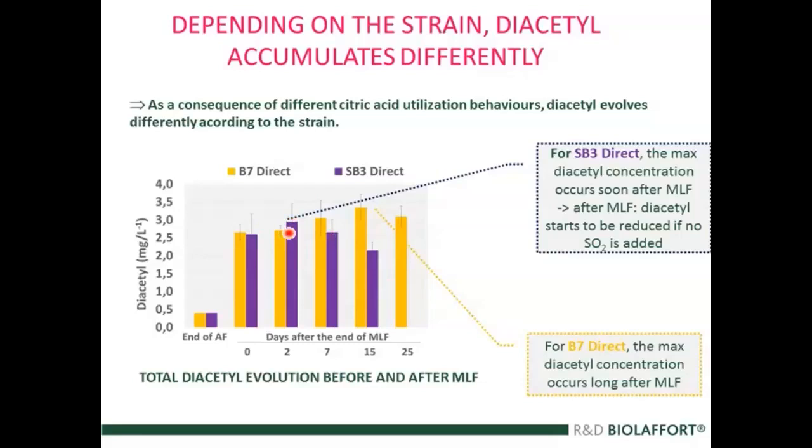So the maximum concentration of diacetyl will be found soon after malolactic fermentation in a situation where SB3 is performing malolactic fermentation. The situation is fairly different with the B7 strain because it metabolizes citric acid very slowly. So you see that after malolactic fermentation, you still have to wait 15 days to reach the maximum concentration because during these 15 days, citric acid is still being degraded into diacetyl.